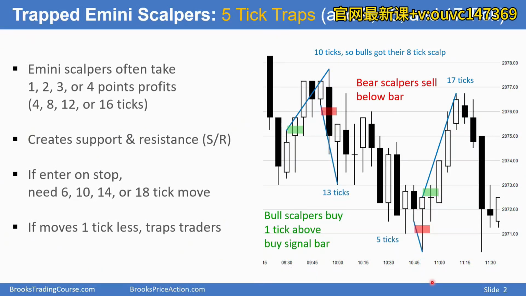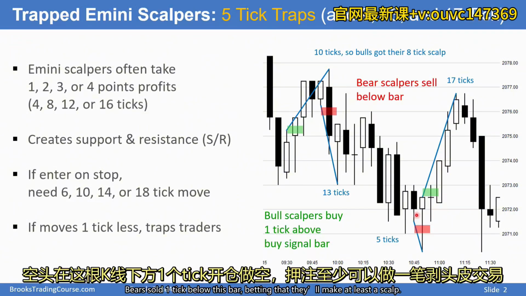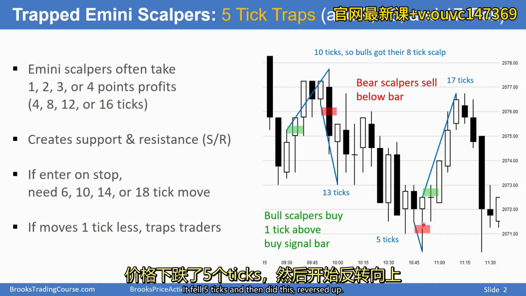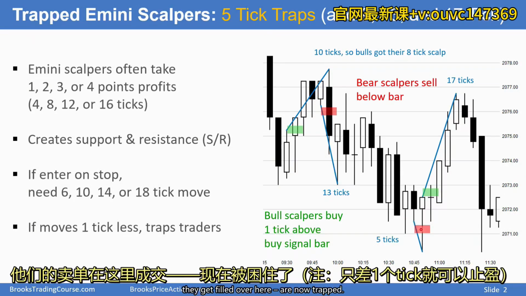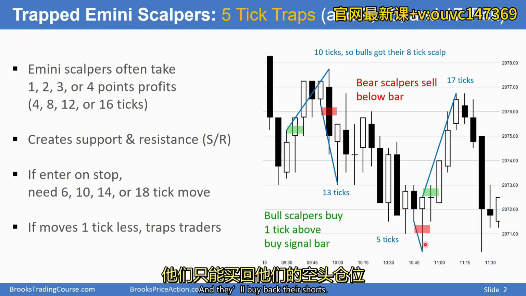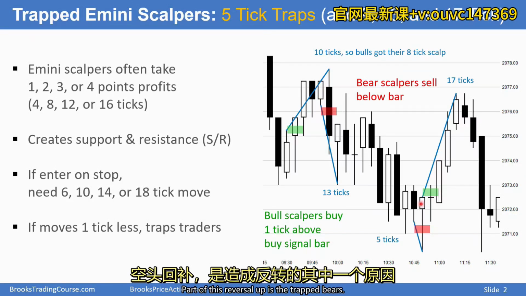And look what happened here. Bears sold 1 tick below this bar, betting that they'll make at least a scalp. It fell 5 ticks and then reversed up. So the bears who sold just below that bar, they get filled over here, are now trapped. And they'll buy back their shorts. And part of this reversal up is the trapped bears.